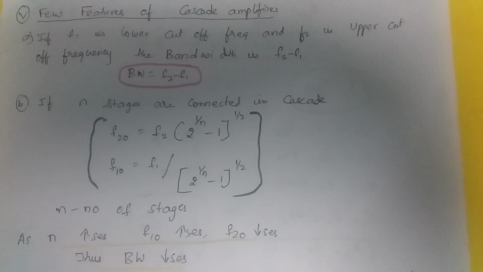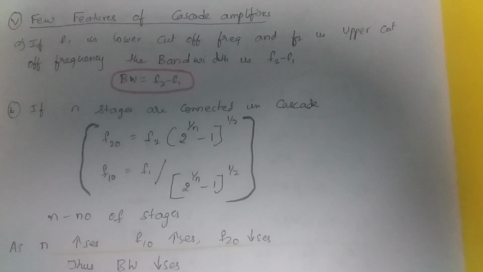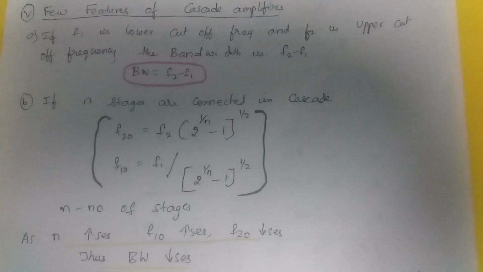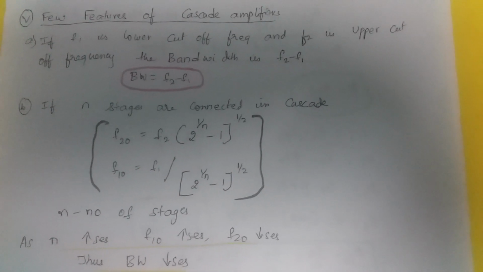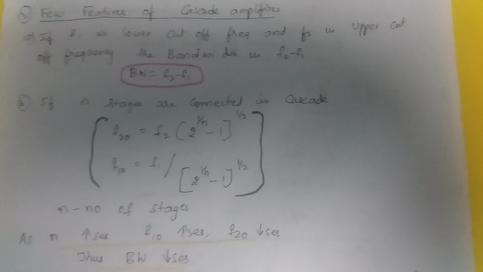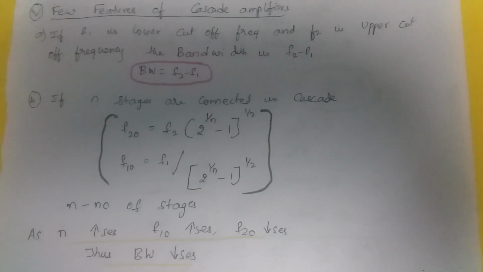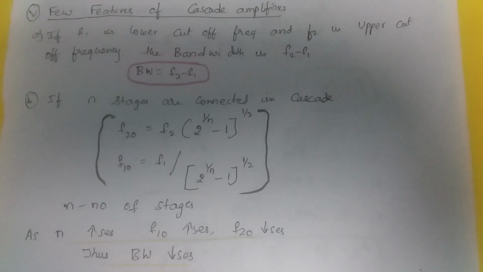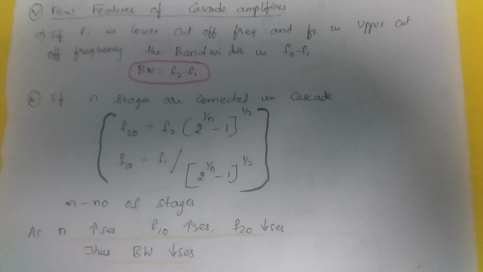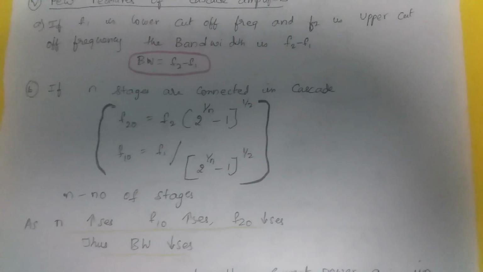If n stages are connected in cascade, F2' is equal to F2 into 2^(1/n) minus 1, to the power of half. And F1' is equal to F1 divided by 2^(1/n) minus 1, to the power of half. So n is the number of stages. We see that as n increases, what happens? F1' increases, F2' decreases. So total bandwidth is F2' minus F1', which means bandwidth decreases.